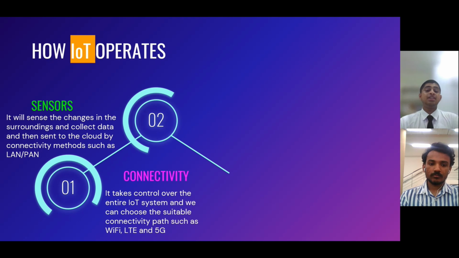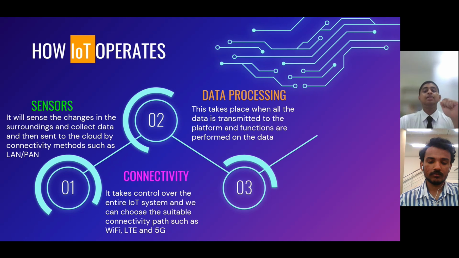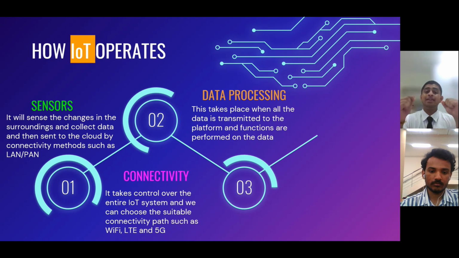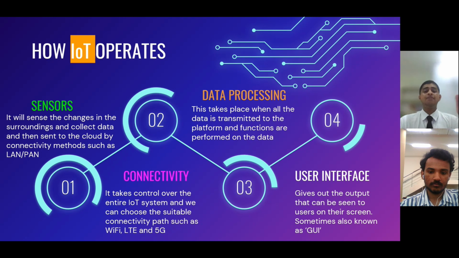Moving on to the connectivity phase. This connectivity phase actually takes control over the entire IoT system. And here we could choose the most suitable connectivity option, such as Wi-Fi, LTE, and even 5G. Last but not least is the data processing step. Data processing actually takes place when all the data is transmitted to the specified platform and functions are performed on the data.